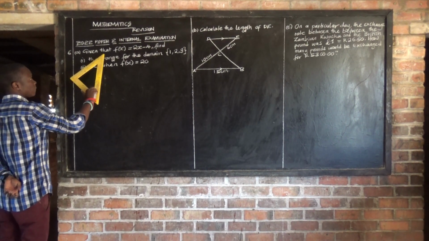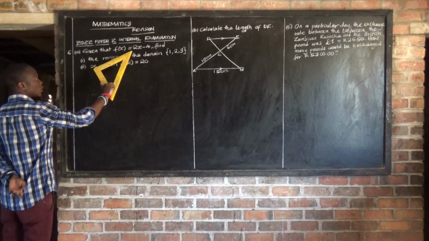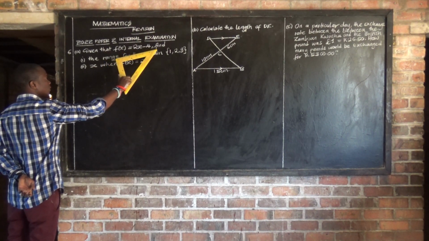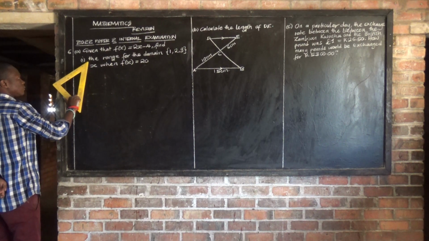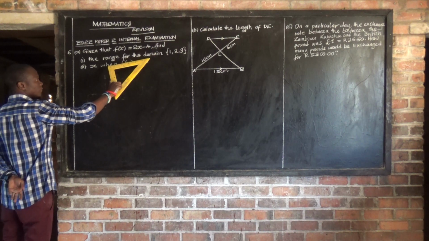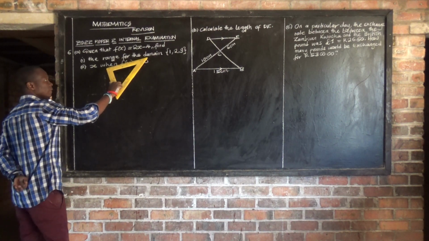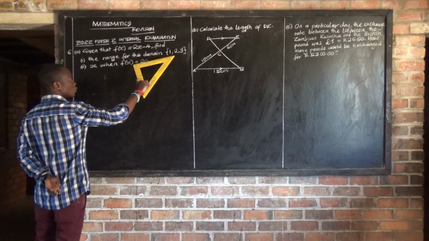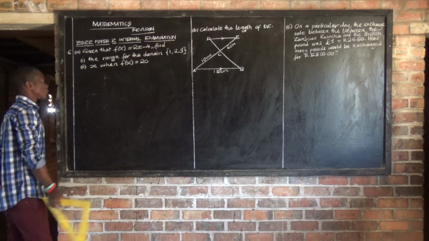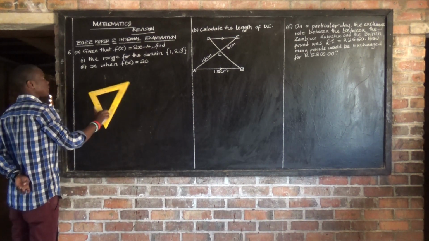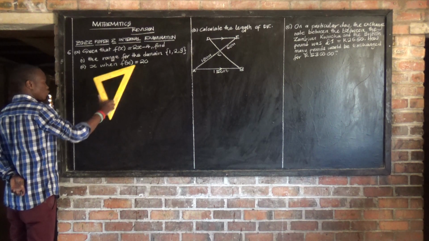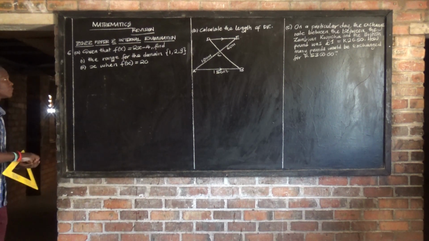Given that f of x is equal to 2x minus 4, find Roman numeral 1, the range for the domain. Now the set is 1, 2, and 3. Then Roman numeral 2 is saying, find x when f of x is equal to 20. This is a very, very simple question.